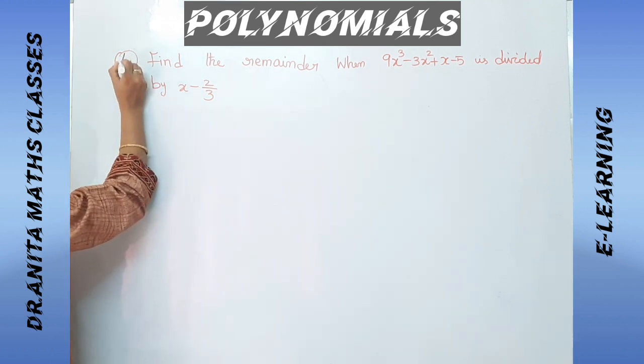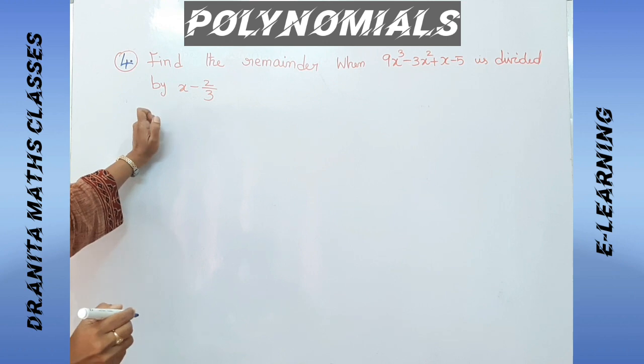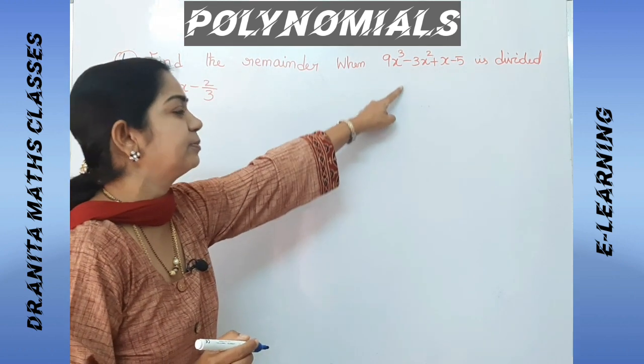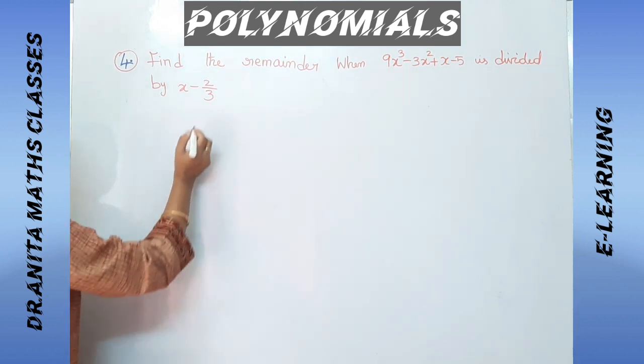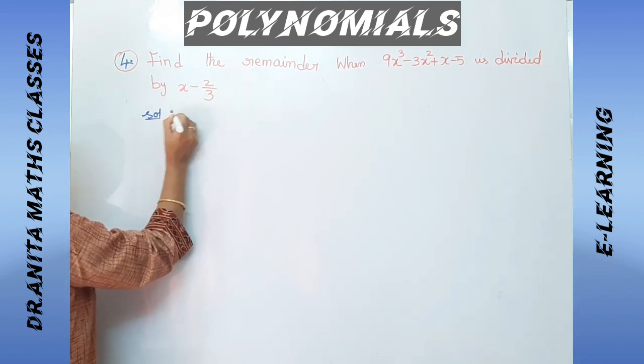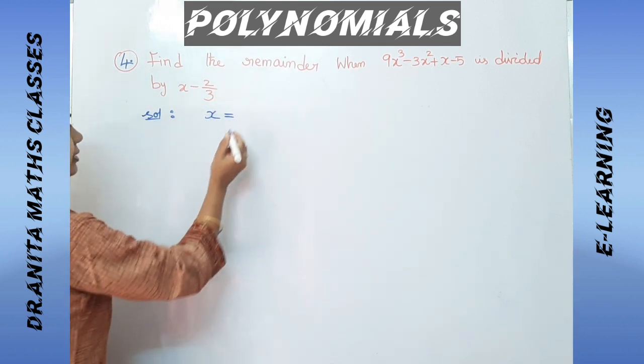The second problem I have given you to practice, that is for your homework, so do practice it. So this is the fourth problem. Find the remainder when this cubic polynomial is divided by x minus 2 by 3. Here, the same way, we have to follow the remainder theorem.